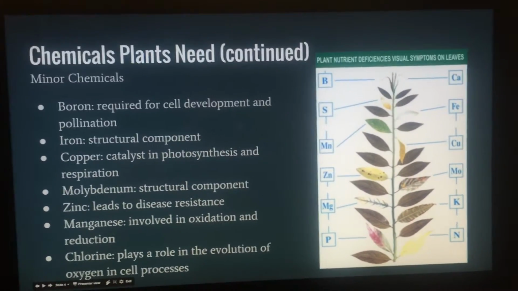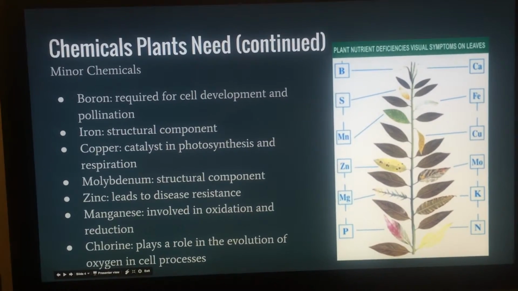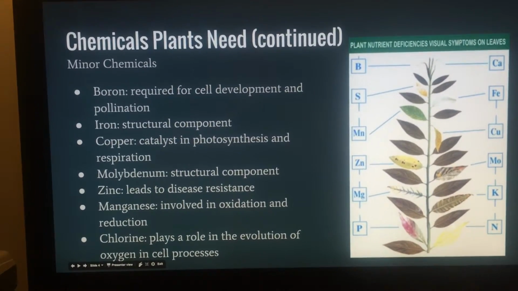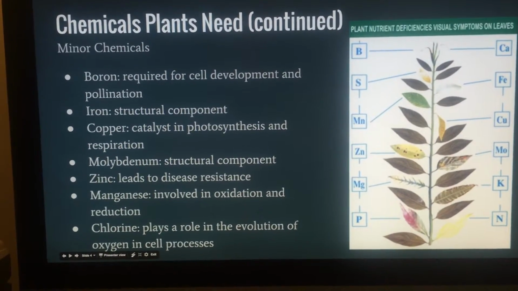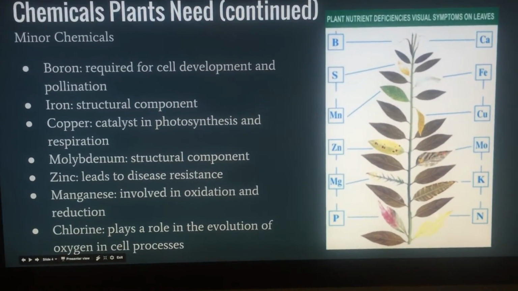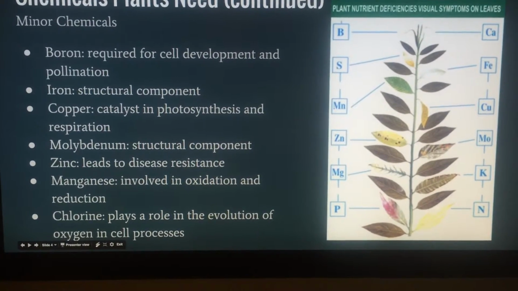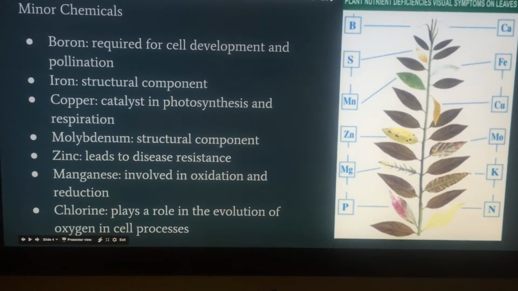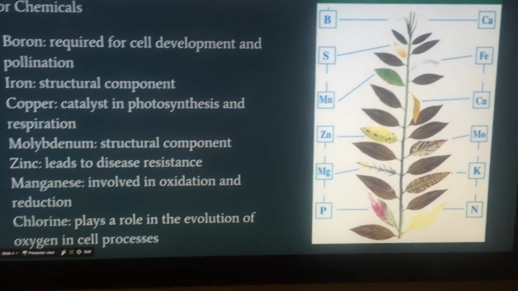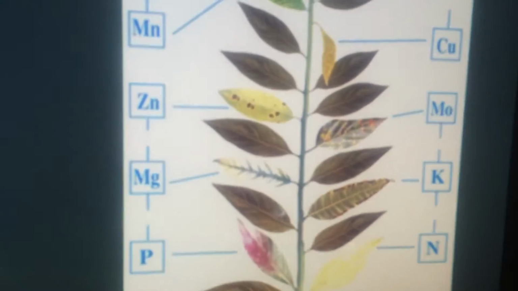Alright, so here are some other chemicals needed, but these are the minor ones, so I'm not going to go into depth with these, but let's talk about a few. So let's talk about zinc. As you see here on the left side, it says zinc leads to disease resistance. But on the right side, you can see with the zinc plant, right there with the spots, that leaf does not have zinc in it.